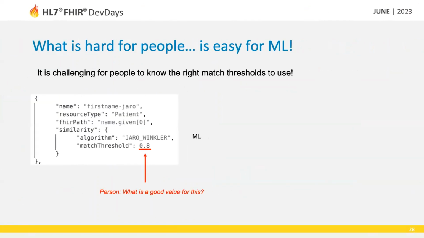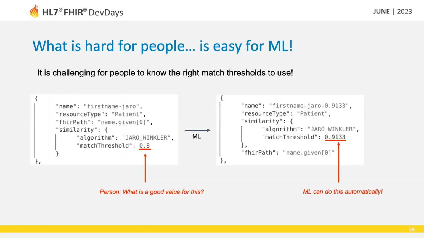So let's look at some examples of ML in action to help people match records. Something that's hard for people working with MDM is setting the right thresholds. In this case, what is the best threshold for Jaro? Small MDM FHIR experts like Ava can roughly guess good ballpark values that would work well, but are not necessarily optimal.